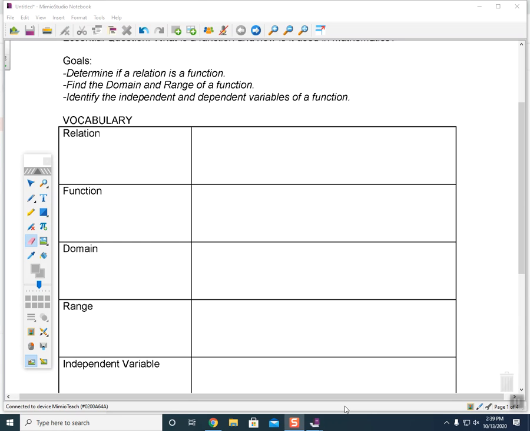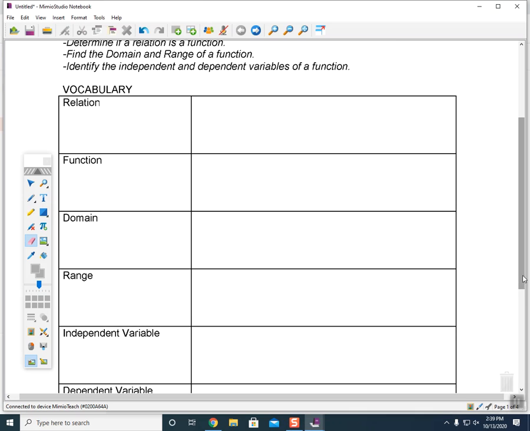We are moving into chapter 3. Today we're focusing on functions. We're going to look at what is a function. We're also going to look at the domain and range of a function, and then also be able to identify the independent and dependent variables of a function. So we have quite a few vocabulary words that we're going to focus on today.